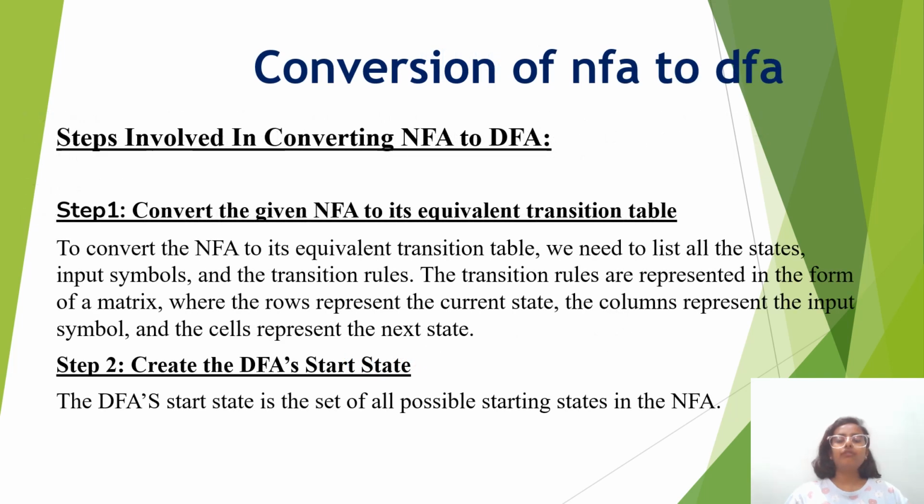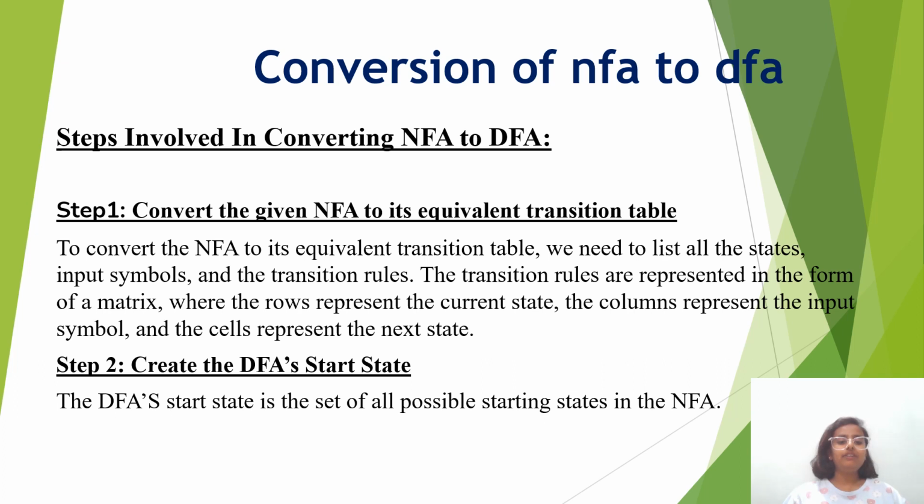Next is the conversion of NFA to DFA. We can see the steps of how to convert from NFA to DFA. First step, convert the given NFA to its equivalent transition table. To convert an NFA to its equivalent transition table, we need to list all the states, input symbols and the transition rules. The transition rules are represented in the form of a matrix, where the rows represent the current state, the columns represent the input symbol and the cells represent the next state.